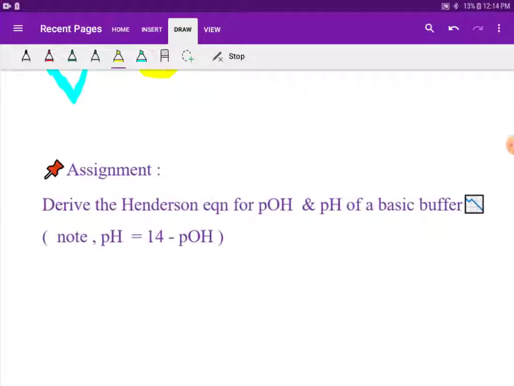I am giving you an assignment in this fashion. You have to derive the Henderson equation for pOH, and hence pH, of a basic buffer, taking ammonium hydroxide and ammonium chloride as a typical example. Please go for the derivation. Note that pH is equal to 14 minus pOH. You first derive pOH and then come to pH as 14 minus pOH. So it's an assignment for you.